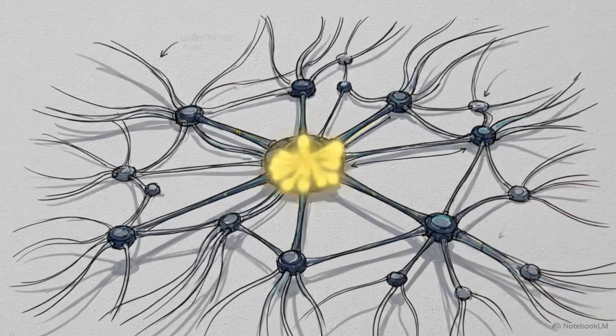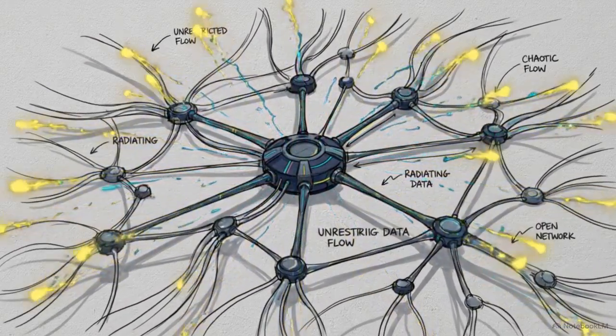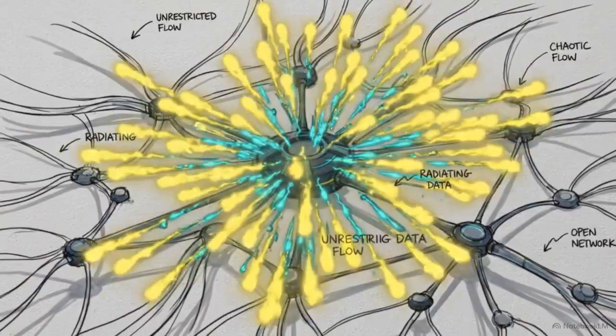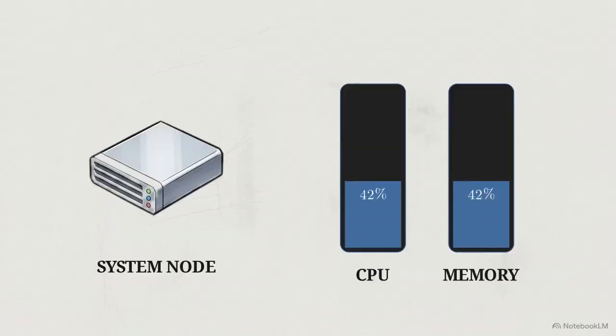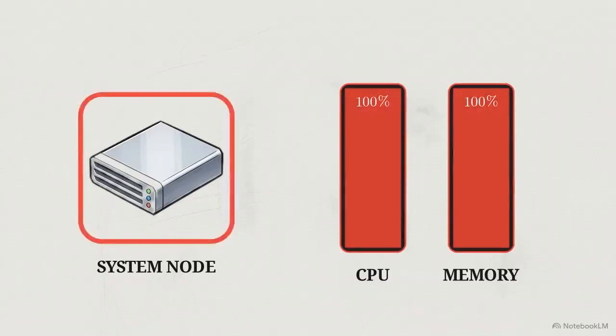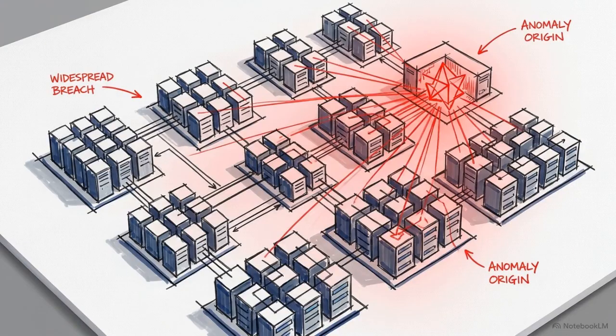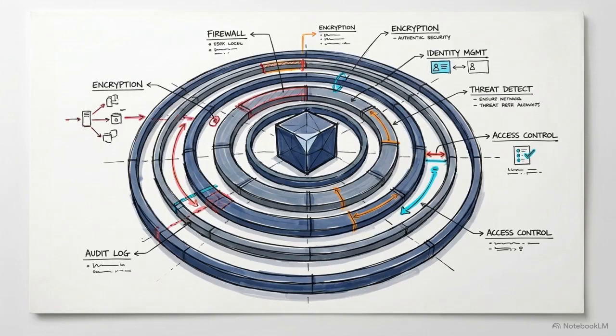Out of the box, a new Kubernetes cluster is open. Every pod can talk to every other pod, and any workload can consume all available CPU and memory. Without internal boundaries, unauthorized access at one point can spread across the entire system. To fix this, we need to apply 6 specific security layers.